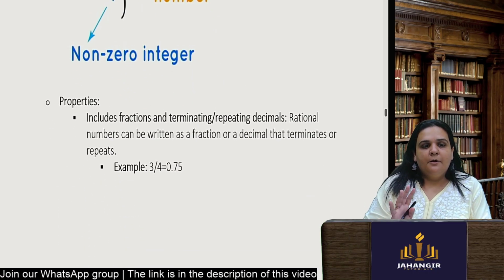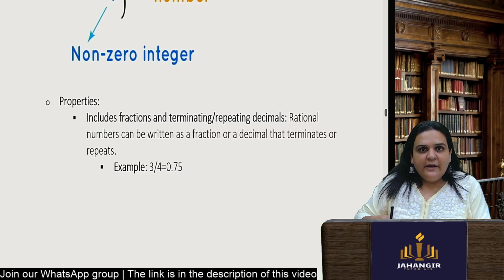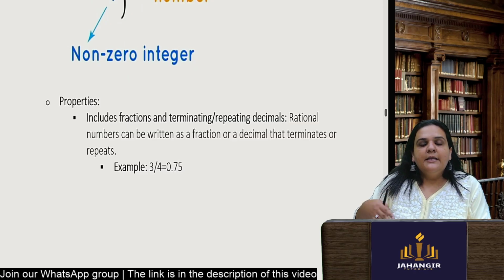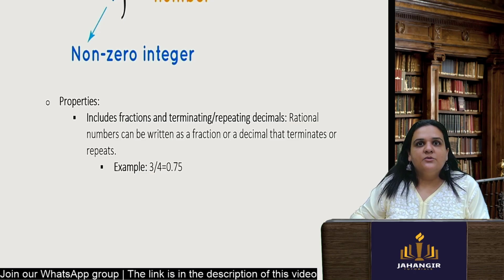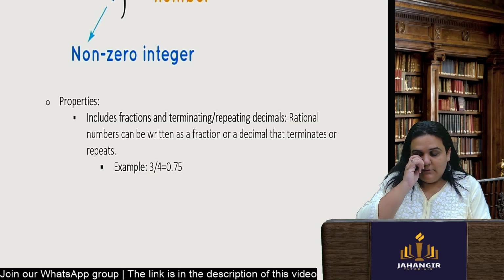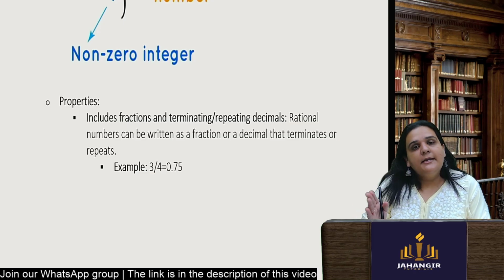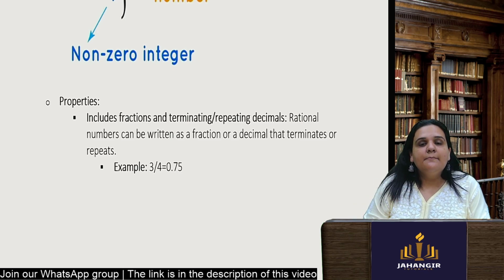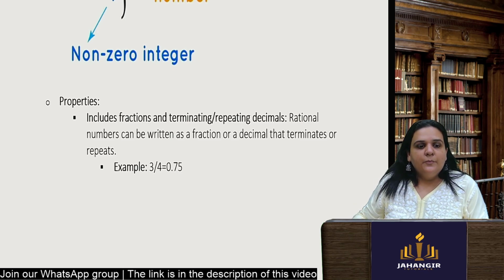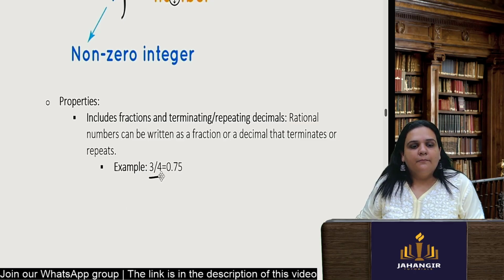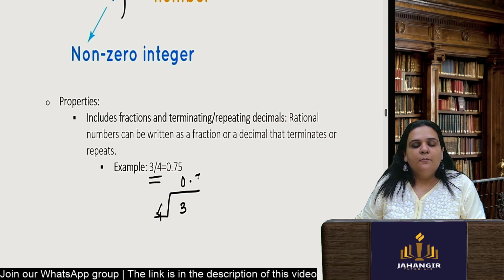So now let's see the properties. They include fractions and terminating and repeating decimals. Okay, so whenever the fraction, the decimals will be a terminating decimal or it will be a repeating pattern of the decimal. So when I am saying 3 divided by 4, if I am literally dividing 3 by 4, I will get this answer 0.75.